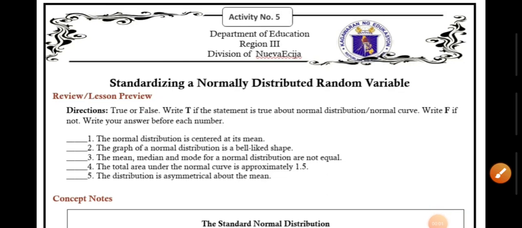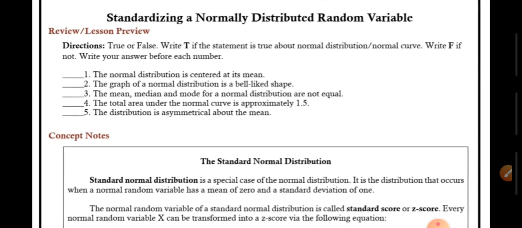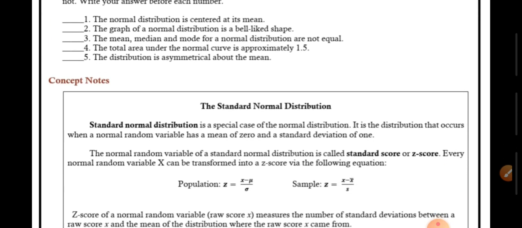Activity number 5. Standardizing a normally distributed random variable. We have to have our review first by writing T if the statement is true and F if the statement is false. So you have to answer 1 to 5. Let's proceed to standard normal distribution.